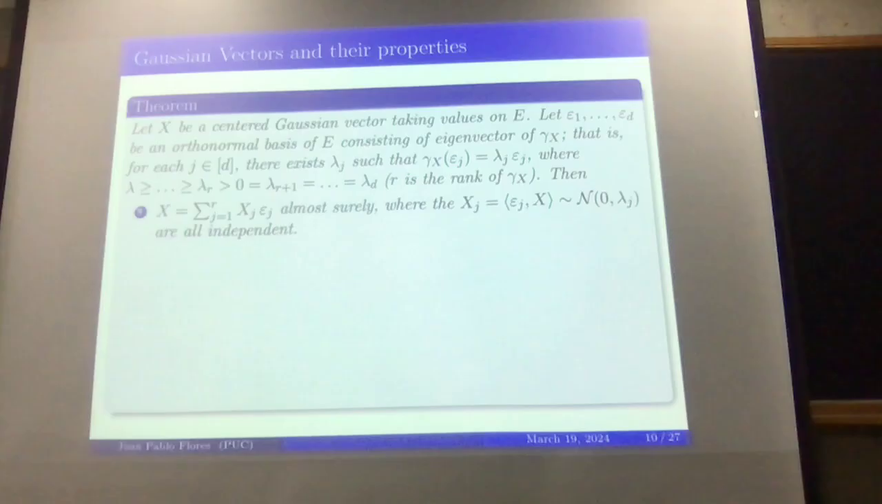Okay, so the final result about Gaussian vectors before we move to Gaussian processes. We are going to have here a centered Gaussian vector, that is, its mean is going to be zero. We take an orthonormal basis of E consisting of eigenvectors of the endomorphism associated with the Gaussian vector, and we call lambda j its eigenvalues. We pick these eigenvalues in decreasing order.